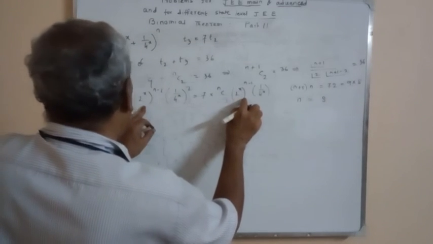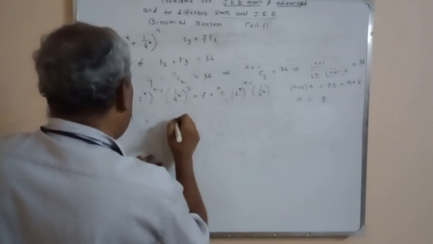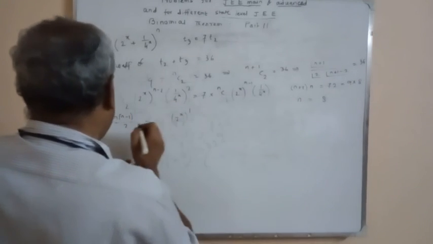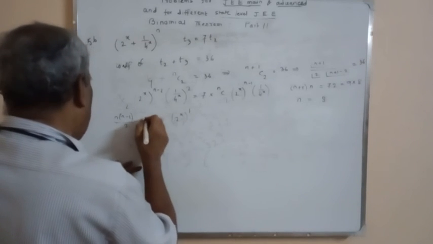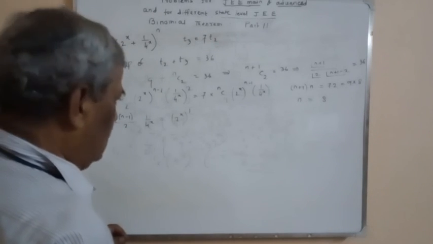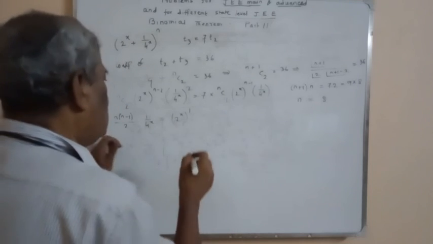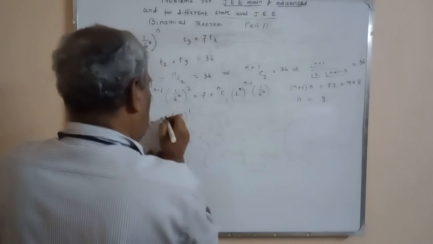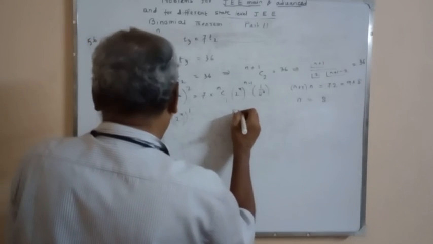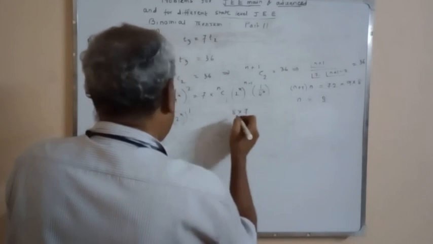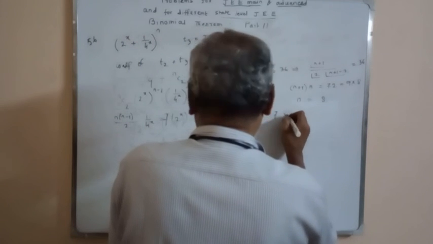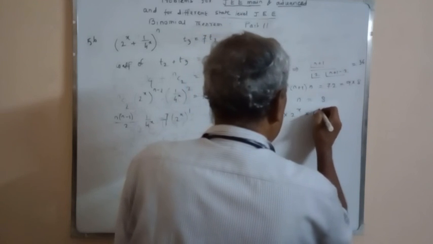This and that will be cancelled, leaving 2 to the power x to the power 1 on the right-hand side. And this and that will leave here 1 by 4 to the power x. Now n into n minus 1, with n being 8, so it is equal to 7 times T2, 7 into that. It is 8 into 7 by 2, because n is 8, equal to 7 into 2 to the power x into 4 to the power x.